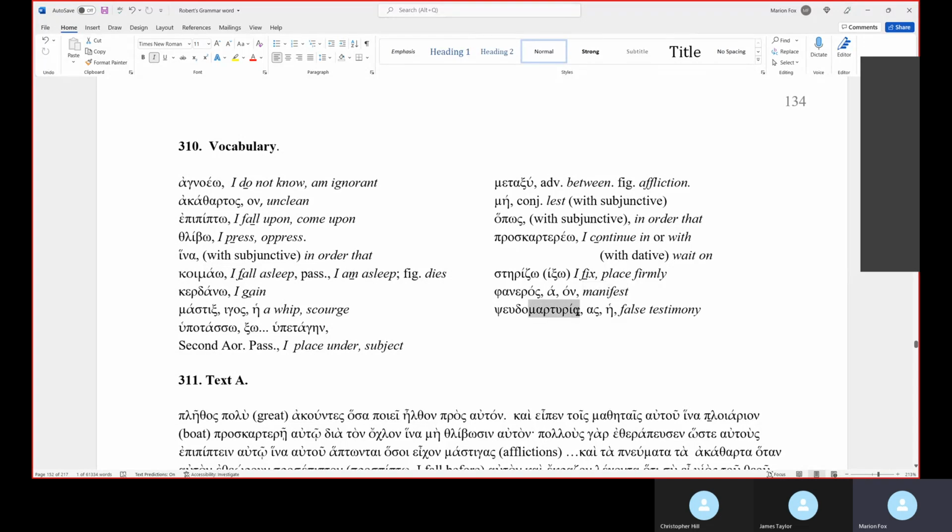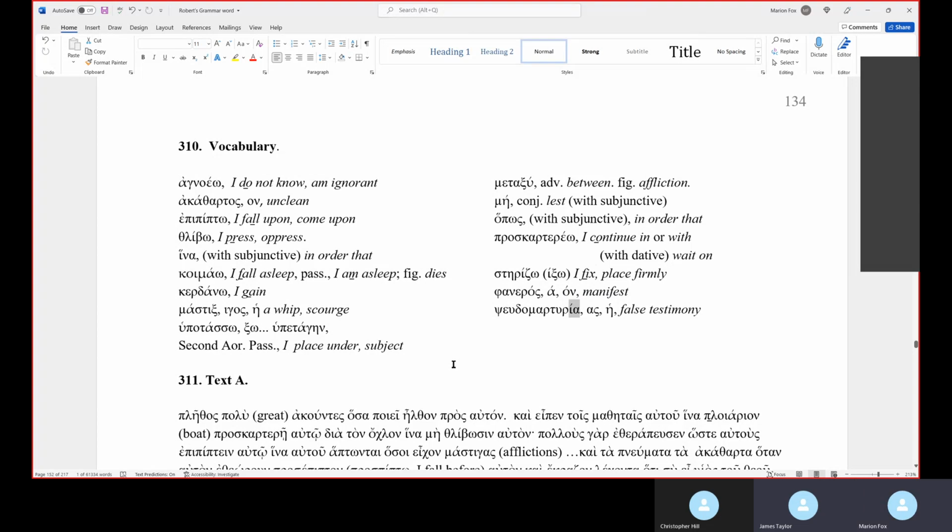Now we have a compound word. Martyria is testimony, and pseudo is false. So we have a false testimony, a lying testimony, untrue. Now we can make it into a pseudo martyr and then just drop this off, and that would be a person who gives false testimony. Okay. Are there questions? Yes, sir.